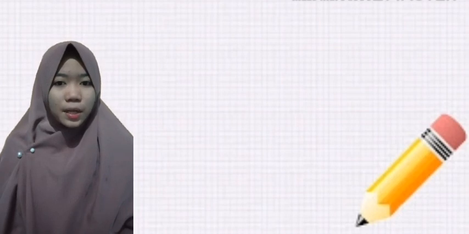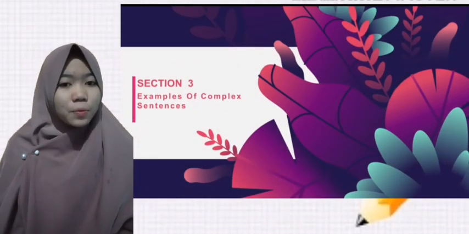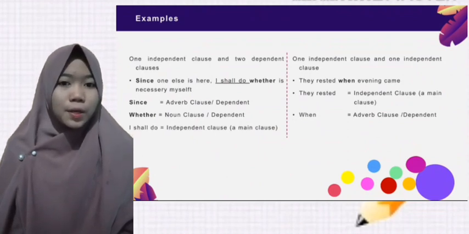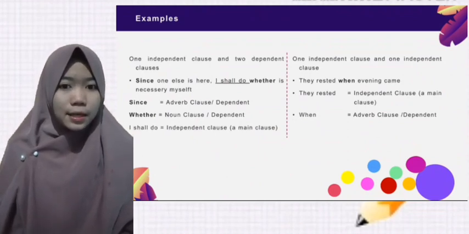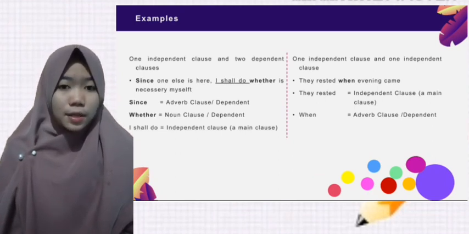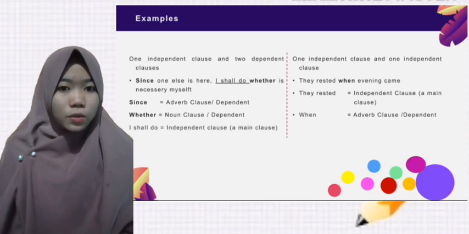That was the explanation from my partner, Nur Fahmi. Next, finally, section 3, examples of complex sentences. I have two examples for you. First, one independent clause and two dependent clauses. Example: since I am here, I shall do whatever by myself. The conjunction since refers to an adverb clause or dependent clause. Then the conjunction whether refers to a noun clause or dependent clause. Next, the sentence I shall do refers to an independent clause or a main clause.